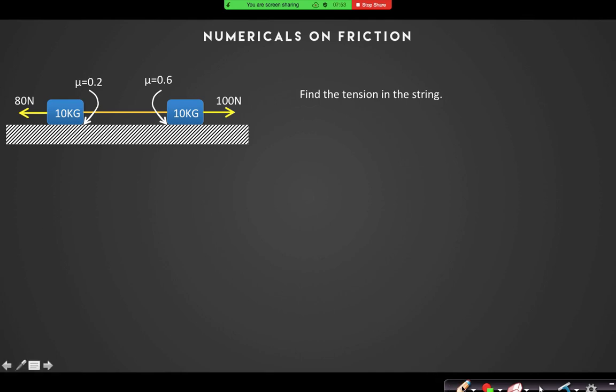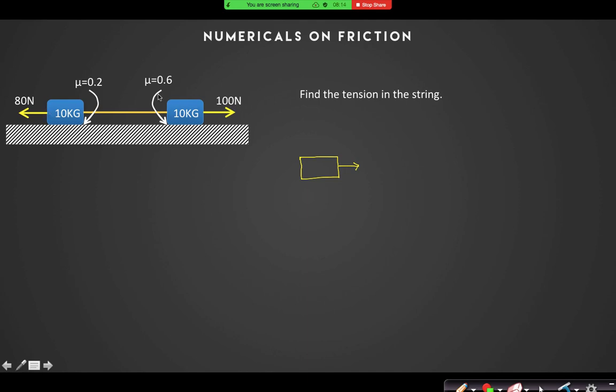How can I say that it is 60 Newton? If we draw the FBD, then 60 Newton. First of all, we need to check whether the bodies will move or not. Will the body move or not?